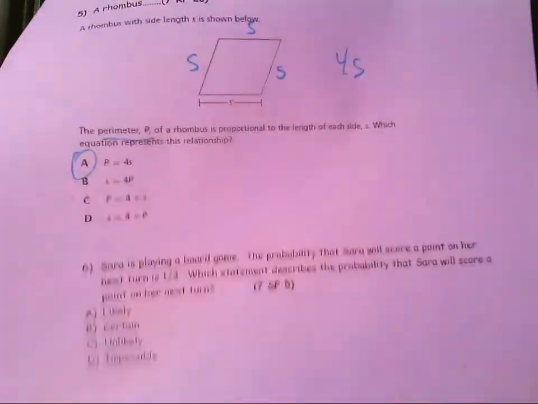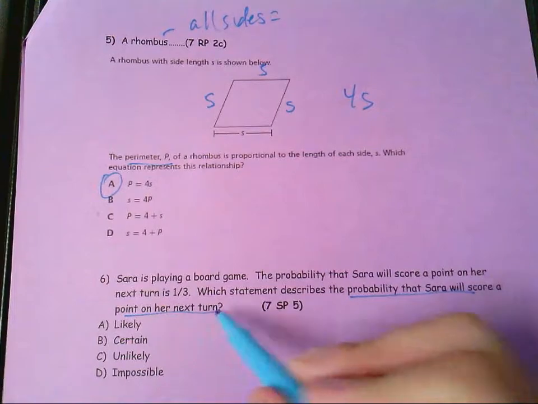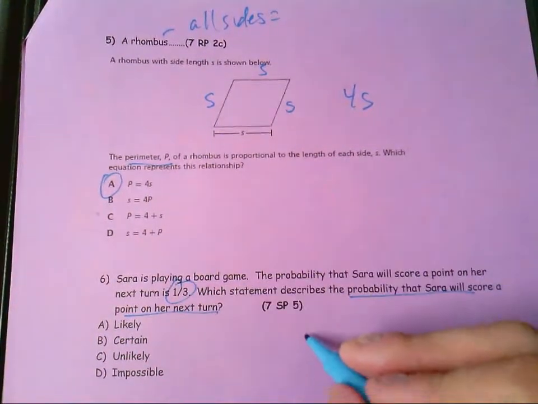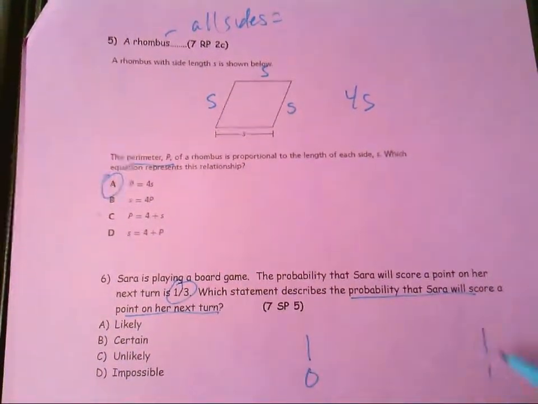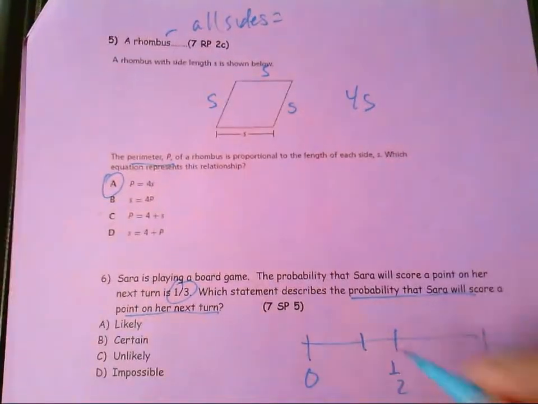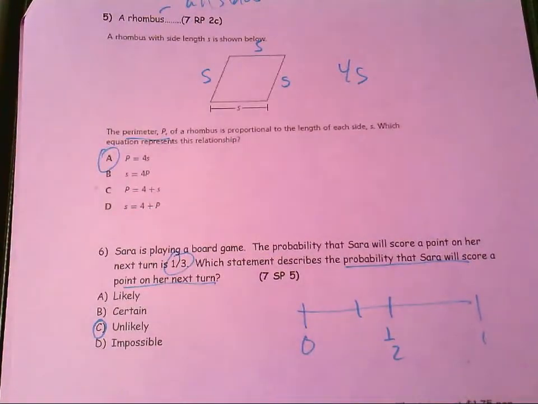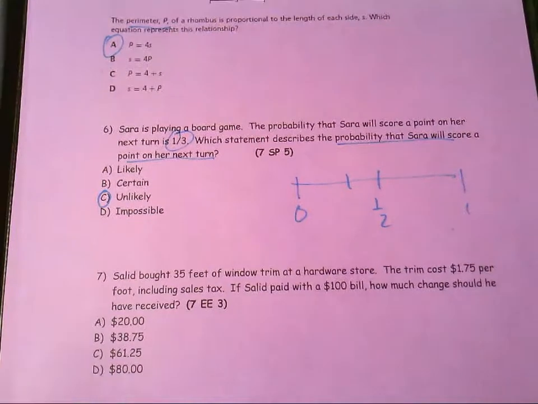All right, number 6, Sarah's playing a board game. Which statement describes the probability that she'll score a point in the next turn? 1/3. Well, if you think about it, here's 0, here's 1, here's a half. Okay? 1/3 is less than a half, so it would be unlikely to happen. If it's greater than a half, it would be likely. Number 7.